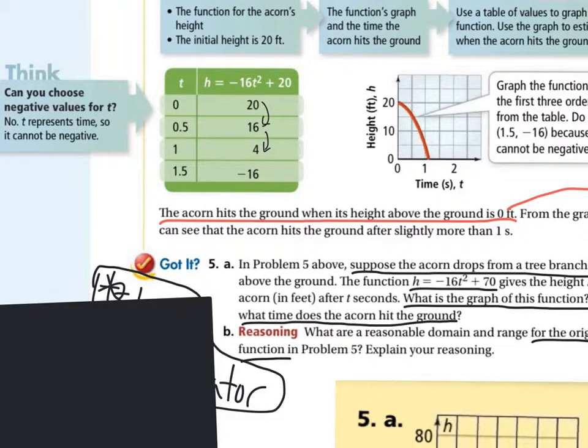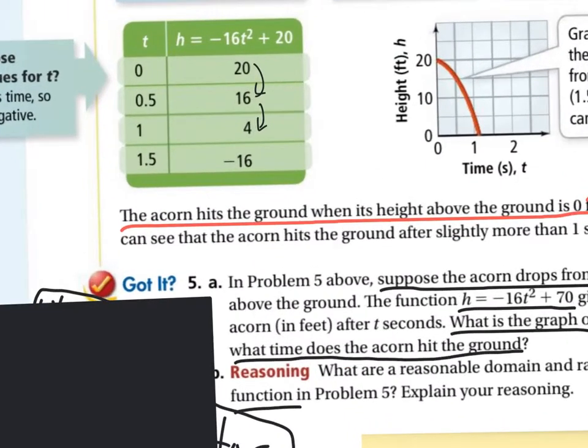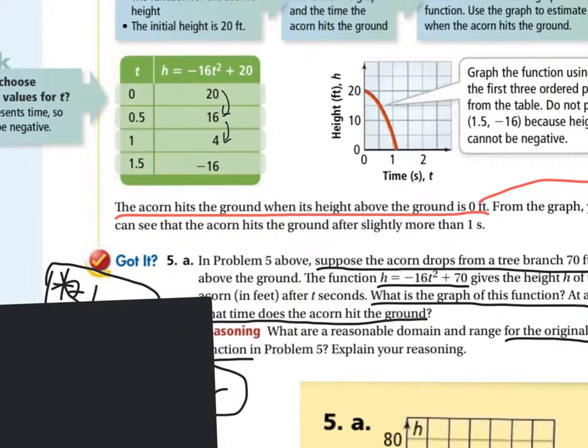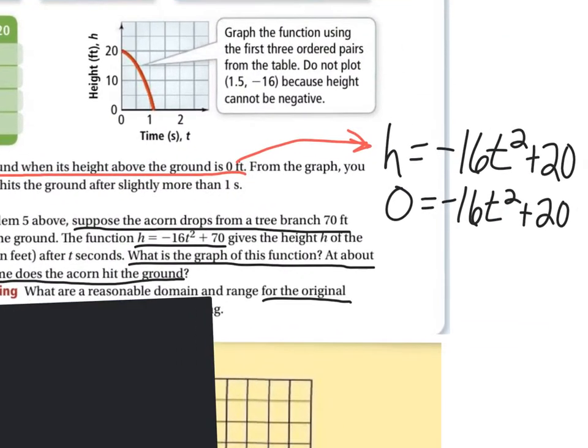So what happens here, at 1.5 seconds, the height is -16. Well, that doesn't really make sense. It's not going to drill its way 16 feet into the ground. It's just going to hit the ground and stop. So we can see somewhere between 1 and 1.5 seconds is when it hits the ground. So at that point, we would actually just stop our graph.